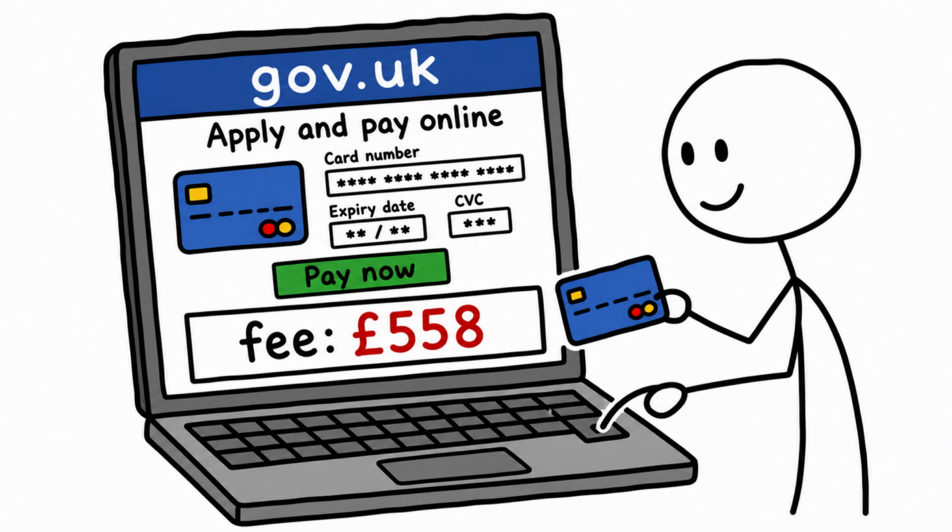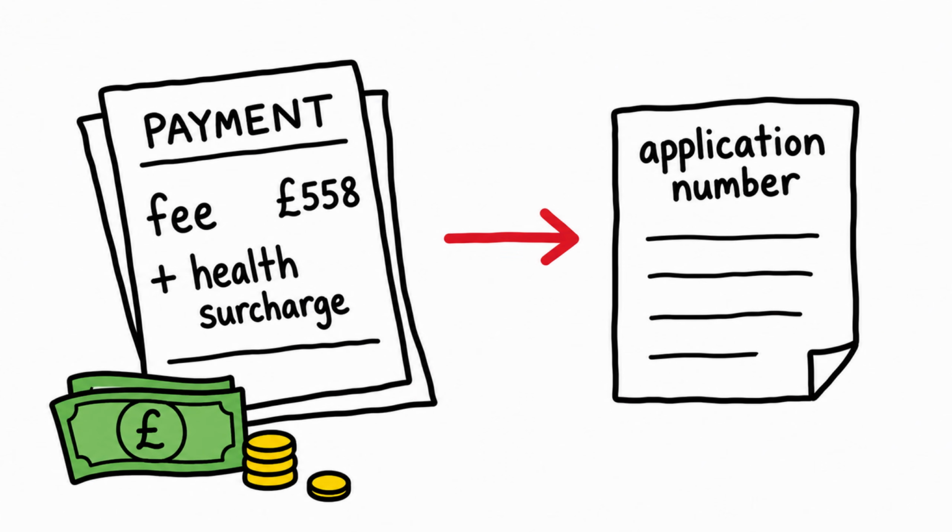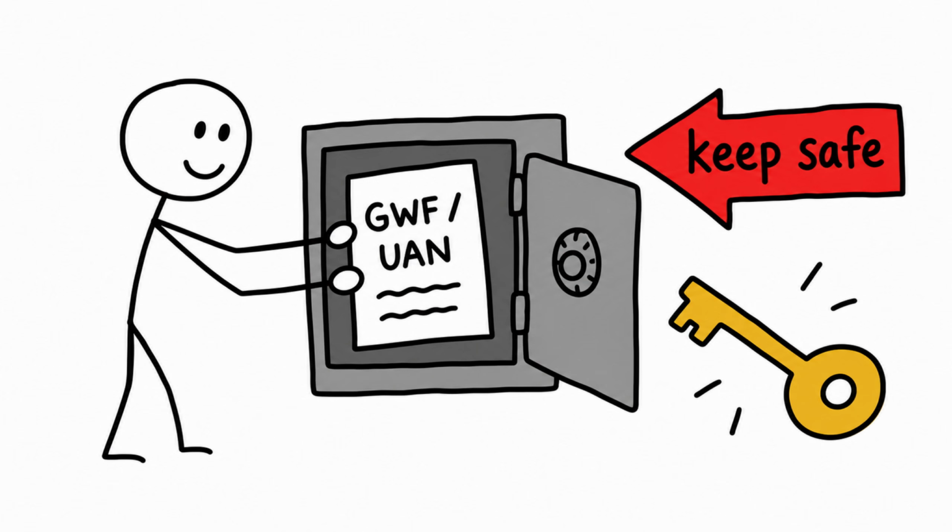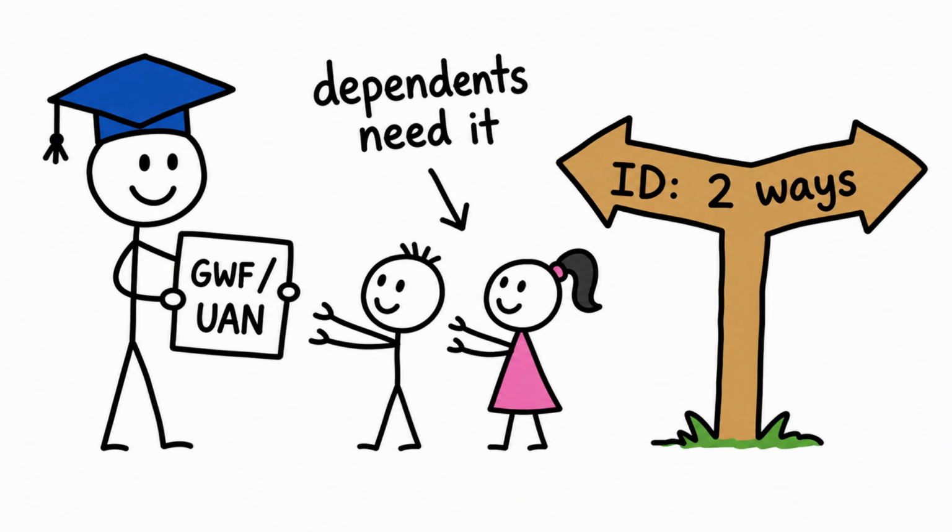You apply and pay online on gov.uk. The application fee from outside the UK is £558. And then there is the immigration health surcharge on top of that. When you apply, you'll get an application number. It's called a GWF or a UAN. And you want to keep that safe because if you've got dependents, they'll need it later.